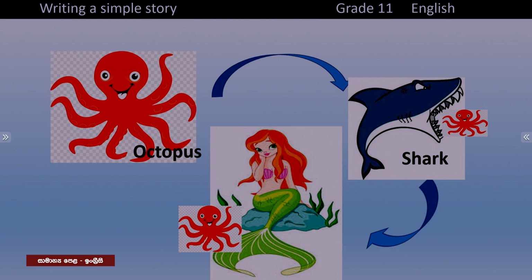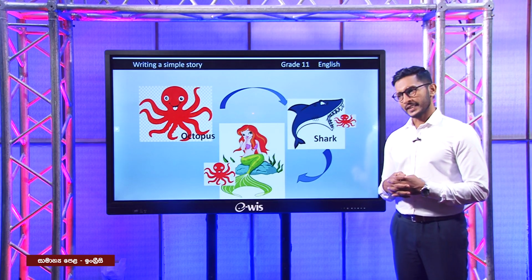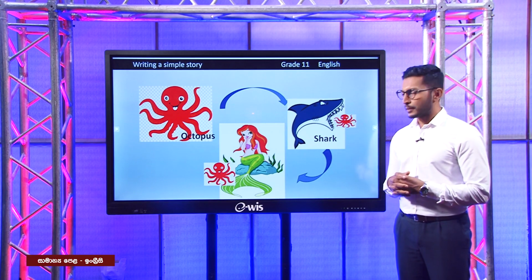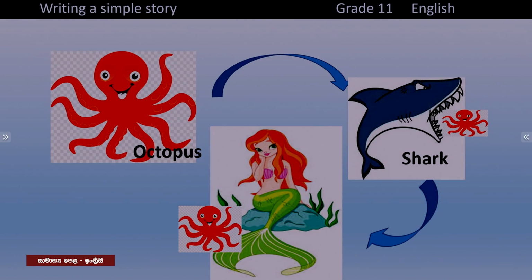Now finally, we have the third picture. Yes, she has an upper body of a female human and she has a tail of a fish. So what is it? It's a mermaid.